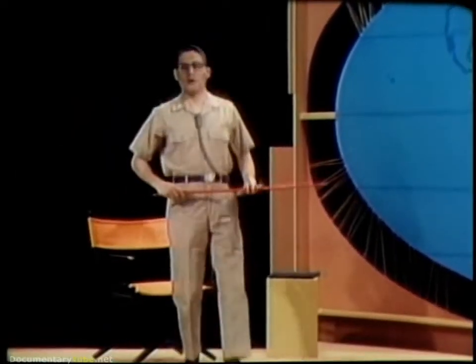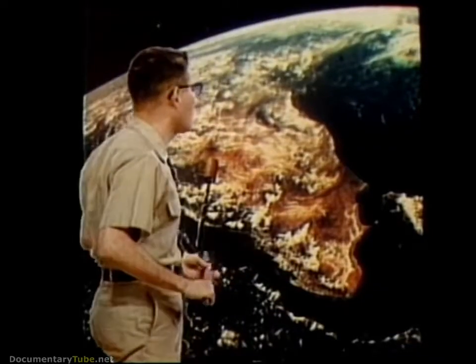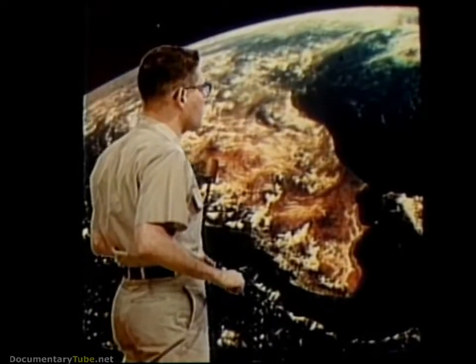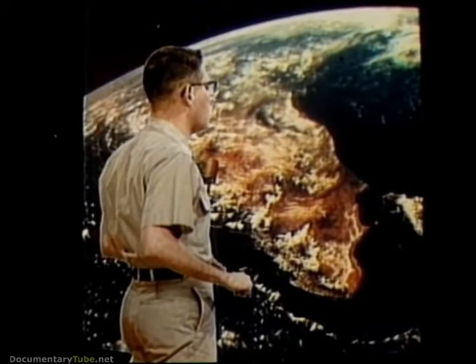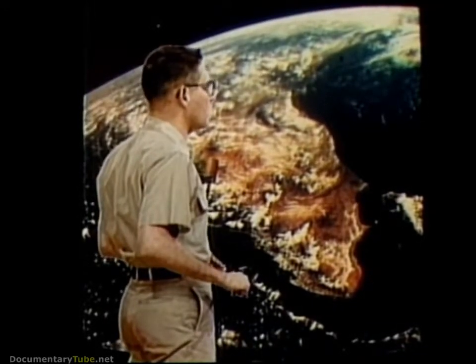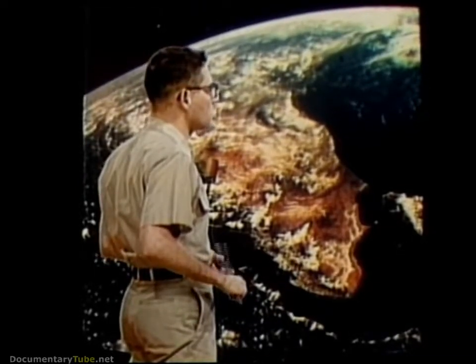Throughout this seminar, we will be discussing cloud patterns and types. It is the understanding of these cloud patterns and types that enables us to make synoptic interpretations of meteorological features. For example, in this picture, taken by a handheld Hasselblad camera from a Gemini satellite at about 150 miles altitude, we can see individual clouds that are easily recognizable.